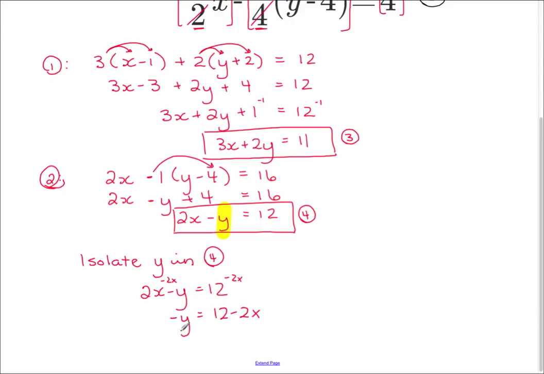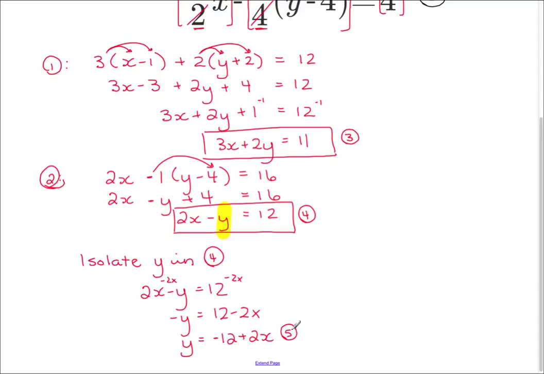Now remember, we don't want -y, we want y completely by itself. So if I get y completely by itself, I have to multiply both sides by -1 so that I get +y on this side, but that's also going to give me -12 plus 2x on that side. So this is now going to be my equation 5. So you can see we've got more equations that we're working with here than we did when we did just straight substitution.